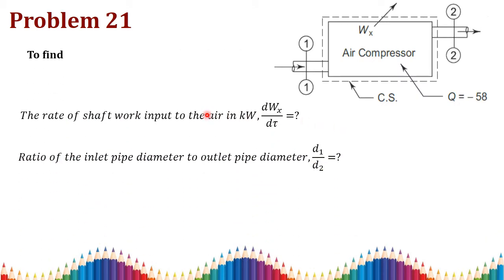So we need to find the rate of shaft work input, that is dwx by d tau, because the unit is kilowatt, so you have to consider time. And then the ratio of inlet pipe diameter to outlet pipe diameter, that is d1 by d2 here.